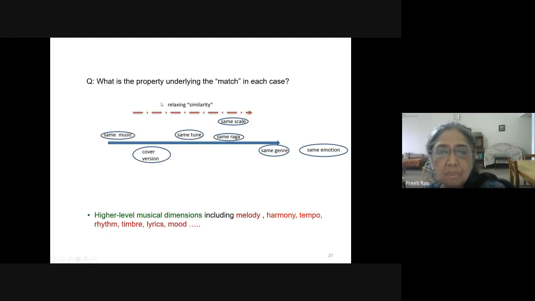Okay, so this is what we had, that the higher level musical dimensions had to be compared. In one case, we were able to compare the melody, the tempo, the timbre, which is the instrumentation, the lyrics, the mood, and so on. So when we talk about music similarity, although we understand the signal properties, we still need to understand how the signal properties tie in with these musical dimensions. Only then are we going to be able to comment on musical similarity.